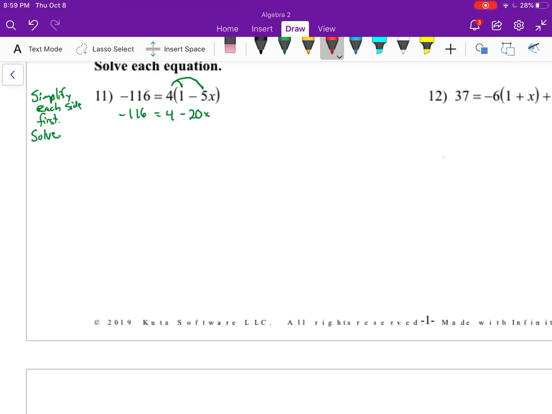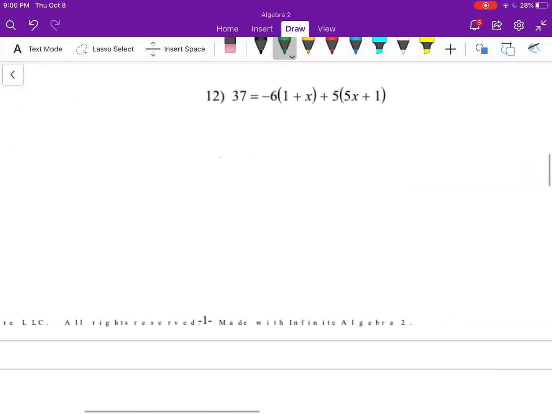Now we want to solve for x, so we need to get rid of the 4. So we subtract 4 from both sides. Negative 116 minus 4 is negative 120 equals negative 20x. And we can finish this off by dividing by negative 20. And negative 20 into negative 120 is positive 6. So negative 120 divided by 20 is 6.